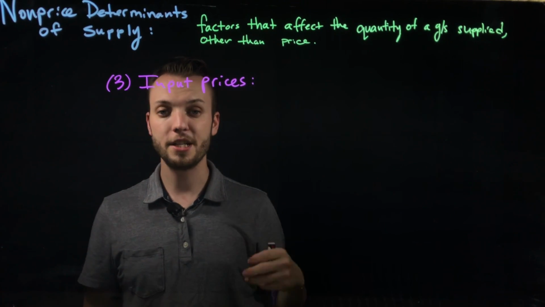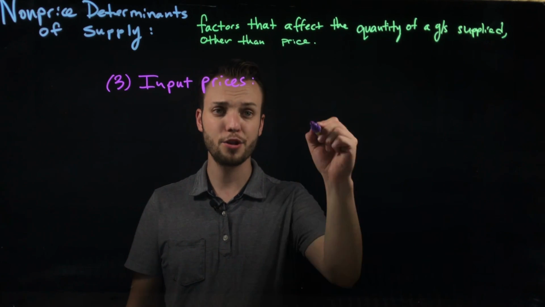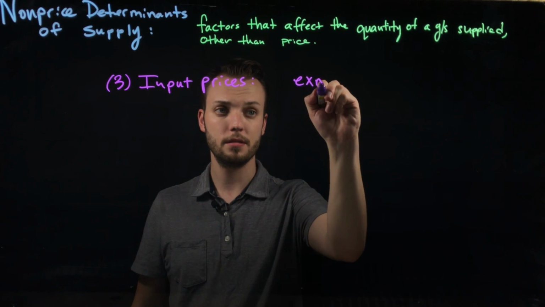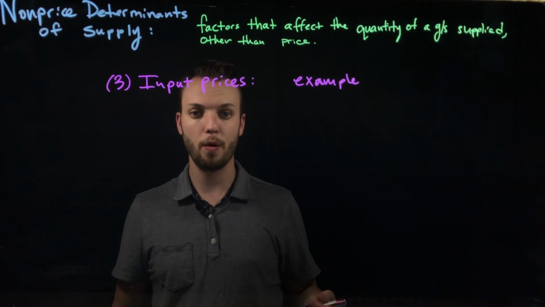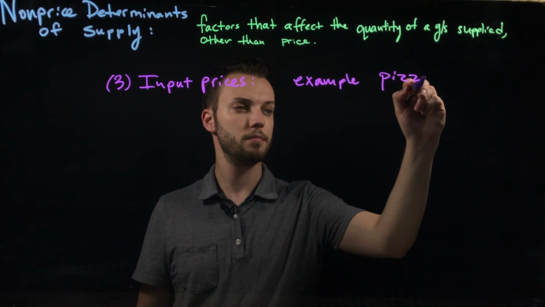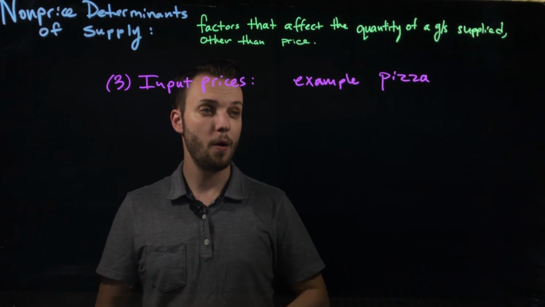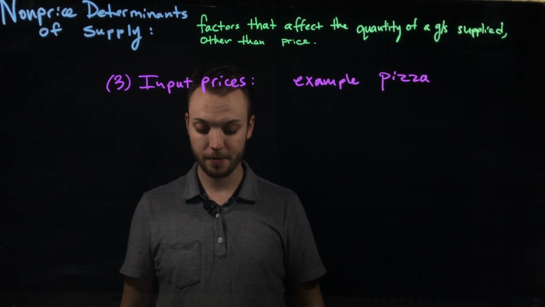So a third non-price determinant of supply would be the price of inputs. The price of all things that go into producing the good that we're supplying. So if we take, for example, a case where we're making pizzas. We run a pizza shop. We can think about the different inputs that we would need if we're producing pizzas.